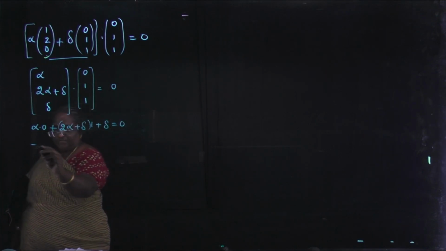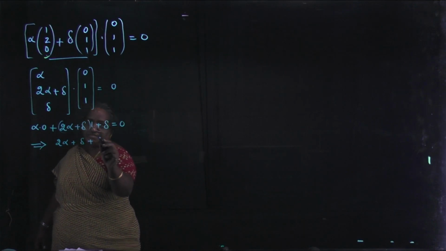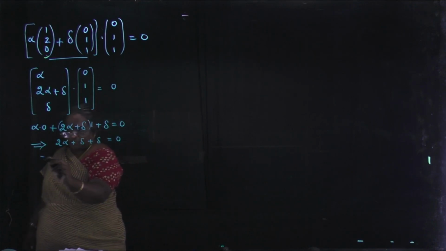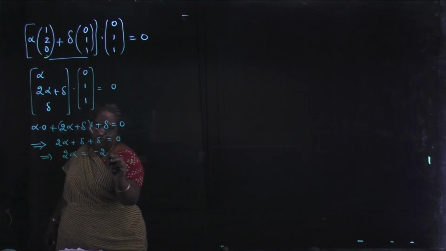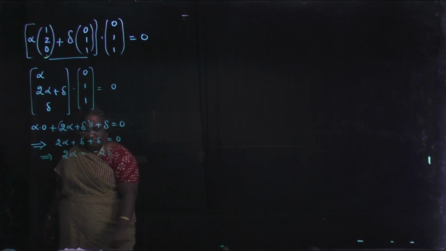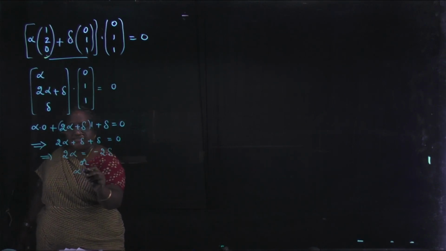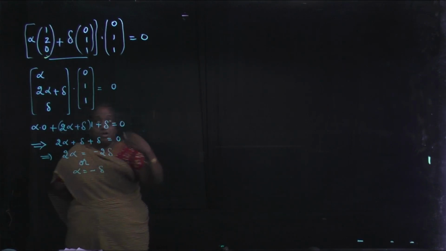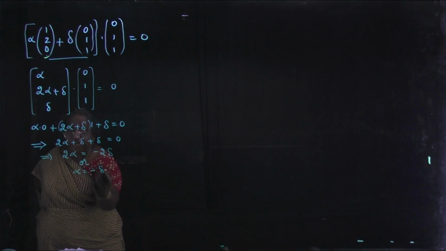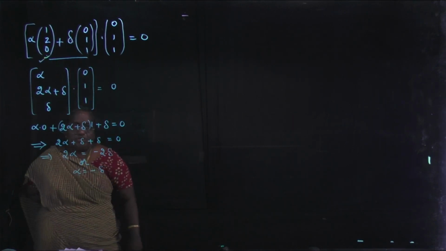So now you simplify, what is it that we get? This implies 2 alpha plus 2 delta is equal to 0. So this implies 2 alpha is equal to minus 2 delta, or alpha is equal to minus delta. Now I will replace either alpha or delta in this and I will obtain the new vector x1.